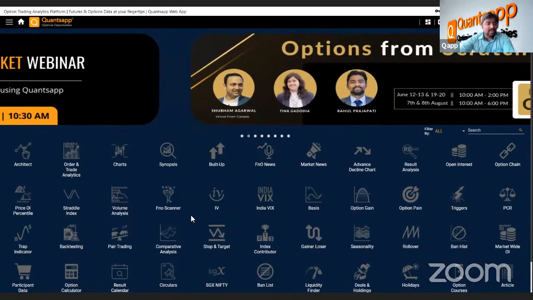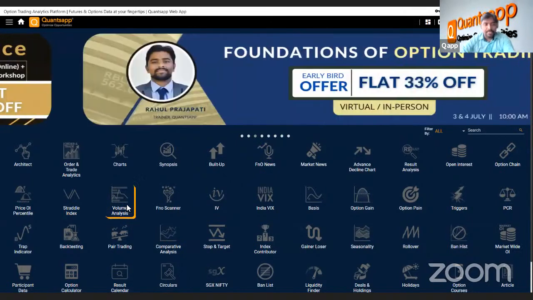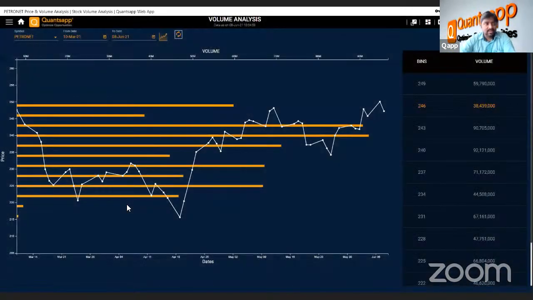Earlier we looked at the open interest. Now we can turn our focus to the volume also. So we can check the volume analysis. Again, same thing, it's just a bit of a more refined way you can check. Okay, now let's try to understand this. What is this as of now?